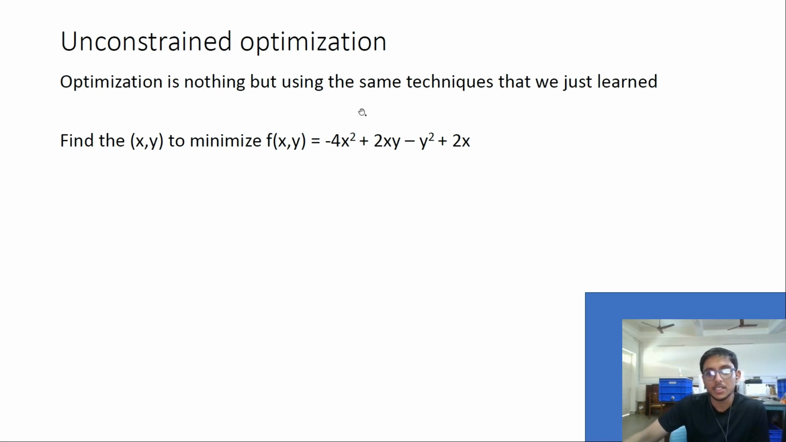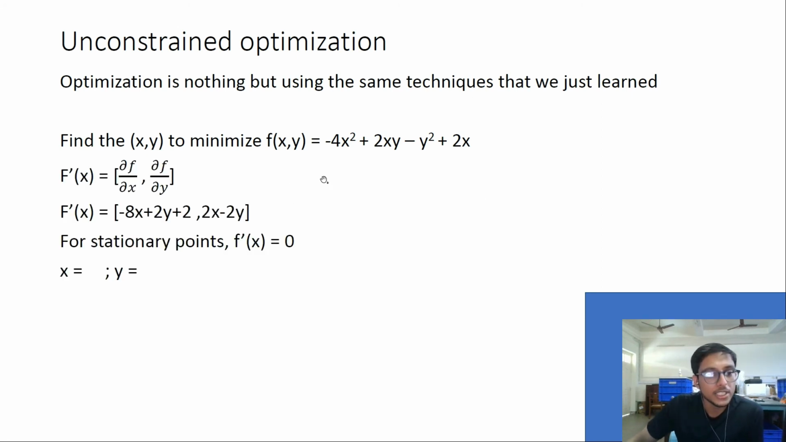It's the same thing that we just learned: identifying whether it is convex or concave, and at what point it is convex or concave. So let's do it again. Do the partial differentiation, get our f dash matrix, and tell me what the stationary point is.